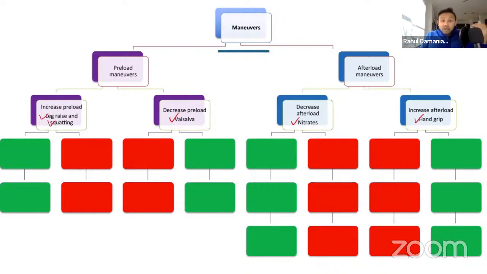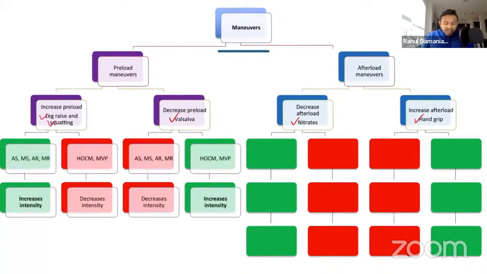So let's go ahead and go through now the preload side of things. When we go through the preload side of things, we definitely need to understand that when it comes to aortic stenosis, mitral stenosis, aortic regurg, and mitral regurg, having more blood in the heart is going to make these murmurs very loud.